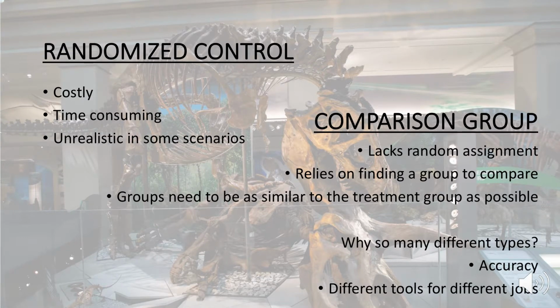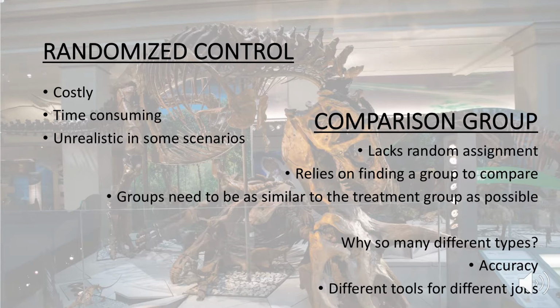There are two main types of research designs. One is randomized control, with randomly selected groups, one group that's exposed to the program and one group that isn't. These are costly, time-consuming, and in some situations are unrealistic. When a randomized control can't be achieved, because it is the optimum choice, a comparison group takes its place. It lacks the random assignment, and it relies on finding a group to be able to compare. And the groups really need to be as similar to the treatment group as possible in order for the comparison to work.